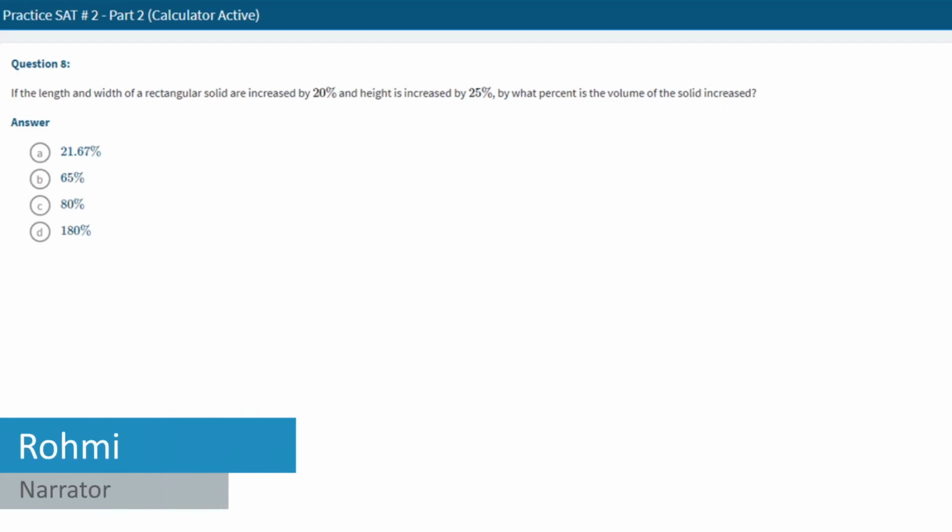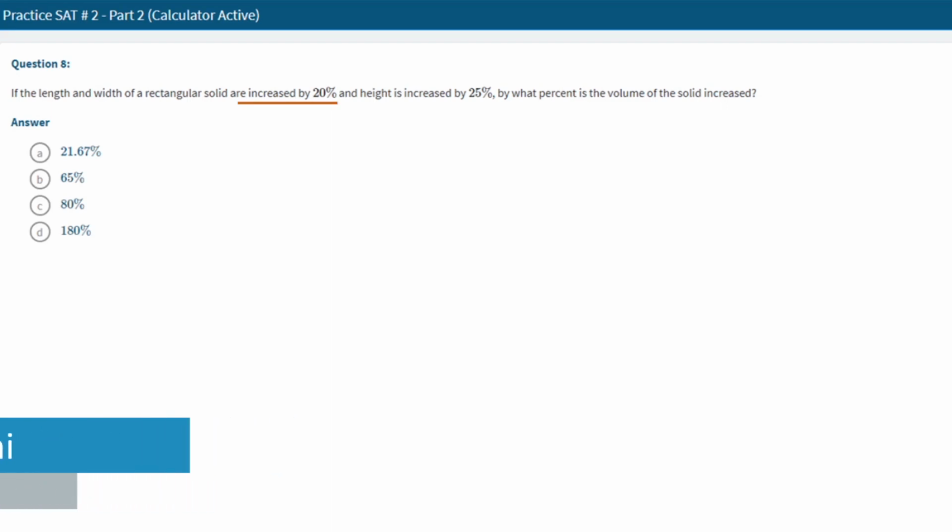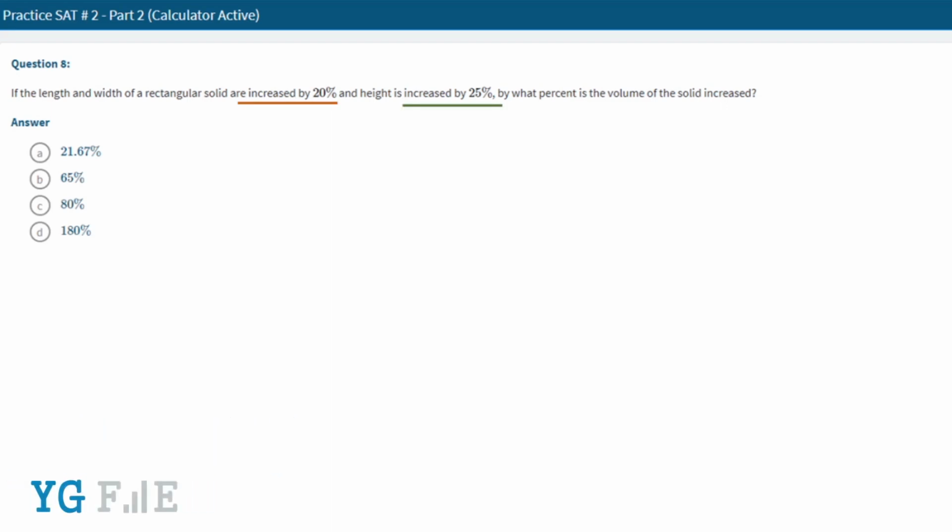If the length and width of a rectangular solid are increased by 20% and height is increased by 25%, by what percent is the volume of the solid increased? So we want to find how much the volume is increased in percentage. To find that, we need to find the ratio of the volume after it is increased compared to its volume before it is increased.